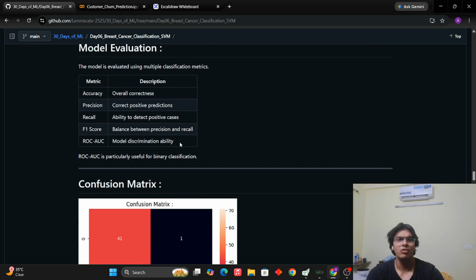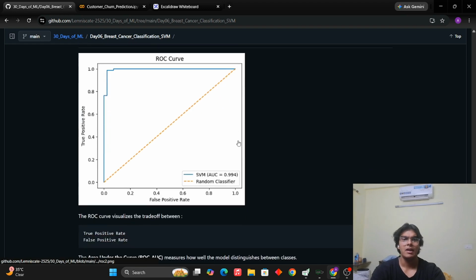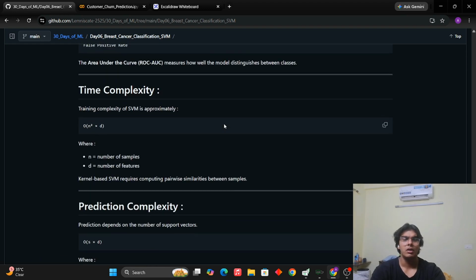These are the metrics that we used, ROC AUC being the most important, because accuracy gives us the overall correctness, but in a classification problem statement, accuracy is often very misleading. So we do that, ROC values, time complexity, you can check it out.